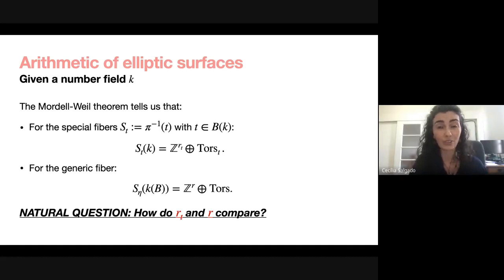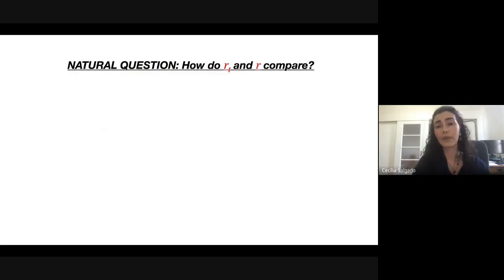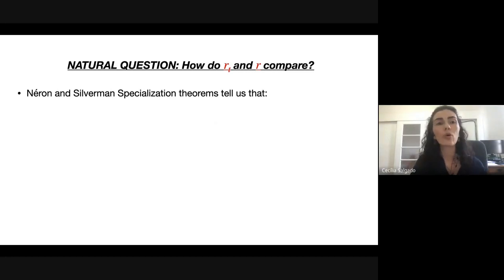Far from that, the literature is rich. And as I said, I'm going to just speak about what I'm going to need to use. So the natural question, I repeat it, just so that we can keep it in our minds, and that's the question of this talk. We're going to speak about how R_T and R relate. And we have two theorems: Néron's, which dates back to the 50s, and Silverman's, which dates back to the 80s.